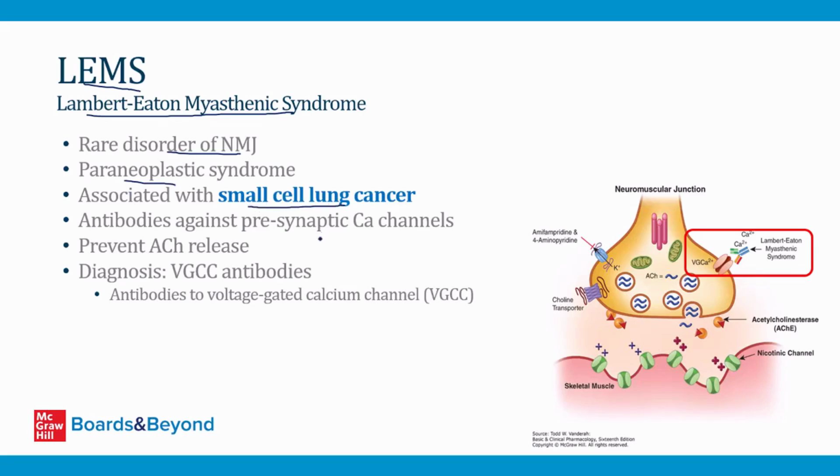What happens in LEMS is that patients develop antibodies to presynaptic calcium channels. We talked about that earlier, that when the nerve depolarizes, and the wave of depolarization reaches the nerve terminal, calcium comes into the neuron, and that's what triggers the release of acetylcholine. And so if you have antibodies to these calcium channels, then calcium won't come into the nerve terminal, and you won't have acetylcholine release. And so if you understand that, then it's easy to understand that the diagnostic test for LEMS is measurement of so-called VGCC antibodies, which stands for voltage-gated calcium channel antibodies, the hallmark of Lambert-Eaton myasthenic syndrome.